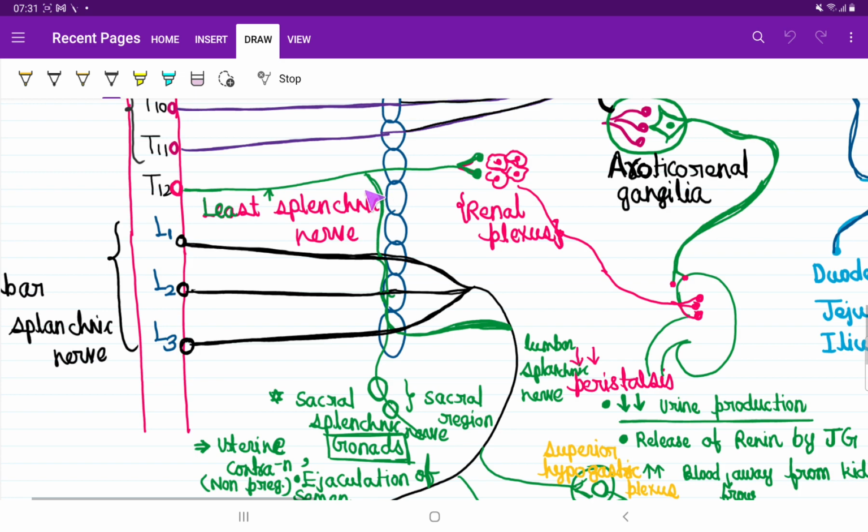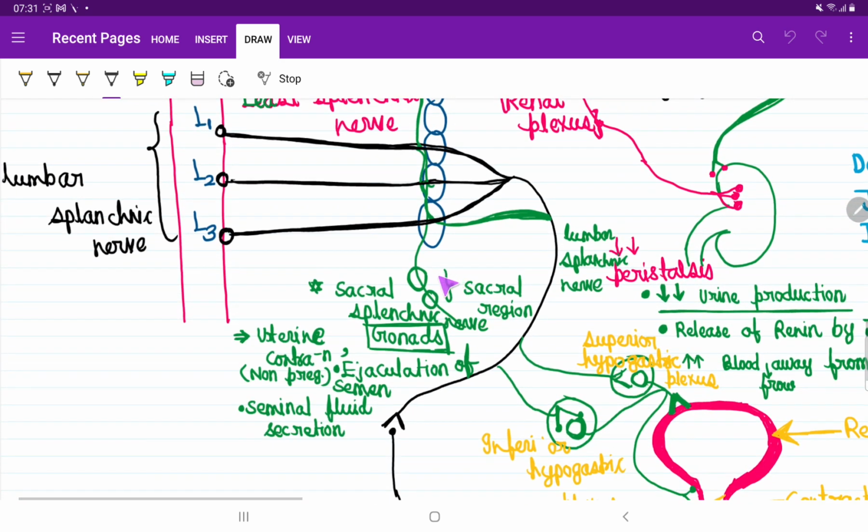And then you see from T12 to L3, they come out through the sacral region, crossing L1, L2, L3, L4, L5, and they form the sacral splanchnic nerve. This sacral splanchnic nerve supplies the reproductive organs of male and female.